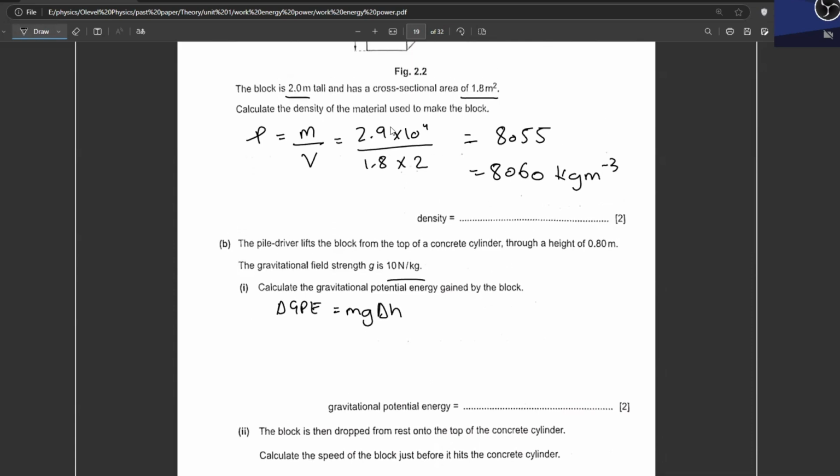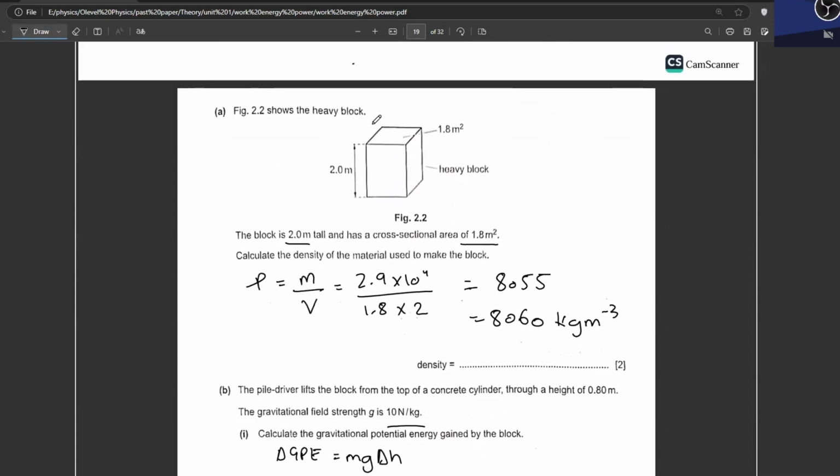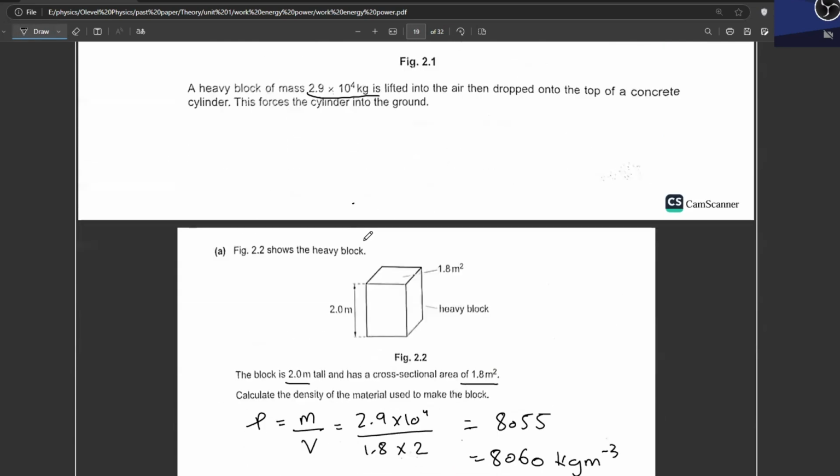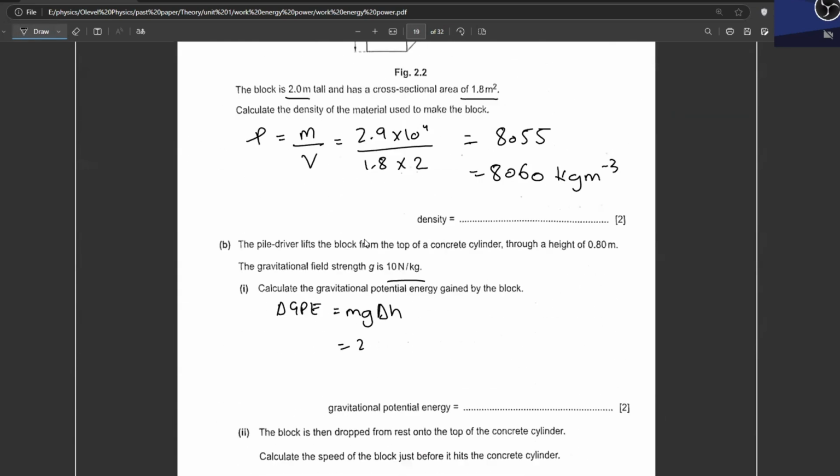What is your mass? Are we given the mass? Yes, we are given the mass: 2.9 into 10 raised to the power of 4. Are we given the value of g? Yes, that is 10. Are we given the value of height? That is 0.8. Can we calculate this answer? 2.9 into 10 raised to the power of 4 multiplied by 10 multiplied by 0.8. This gives you a value of 2.32 into 10 raised to the power of 5 joules as your change in gravitational potential energy.